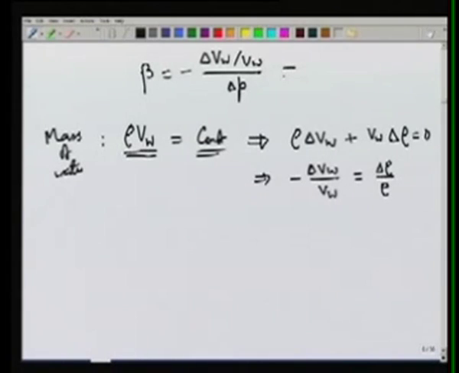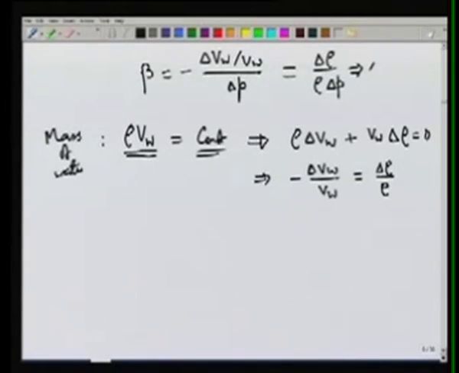So we can write this as beta equal to delta rho over rho delta P, and therefore the change in density of water can be written in terms of its compressibility as delta rho equal to beta rho delta P. So using this equation we have related the change in the density of water with compressibility of water, its density, and the change in the pressure.